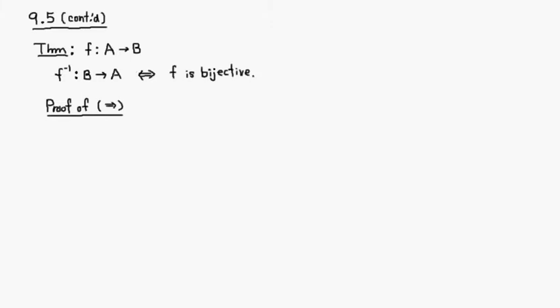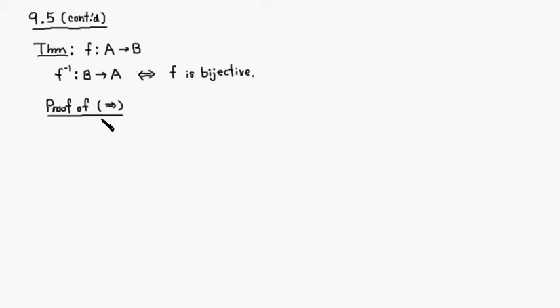Okay, let's look at section 9.5 continued. All right, here's the theorem. Let f be a function from set A to set B. All right, and f inverse. So this is an inverse relation, but this inverse relation happens to be a function from B to A if and only if f is bijective.